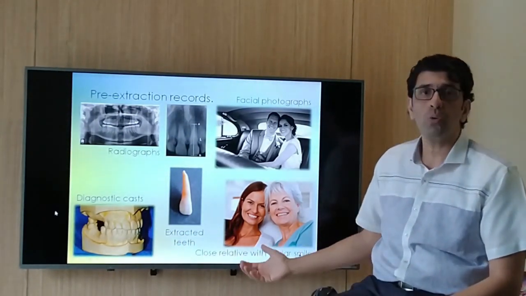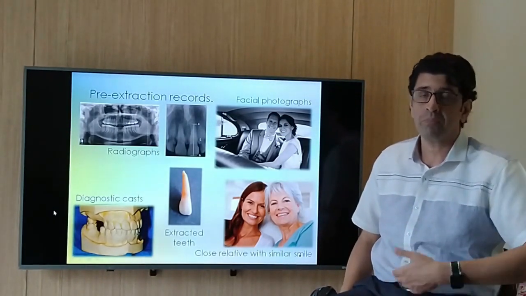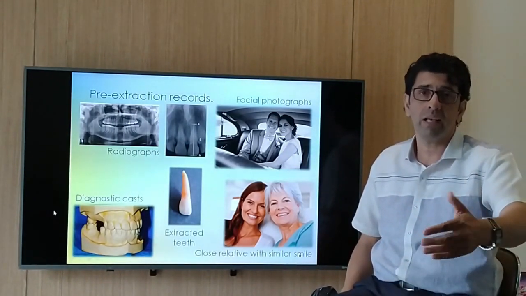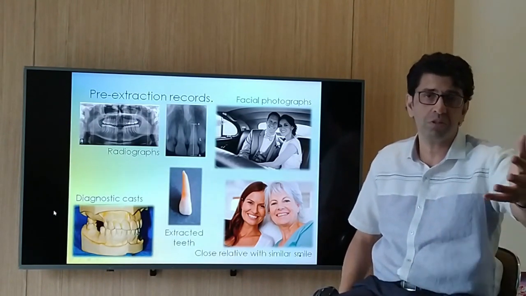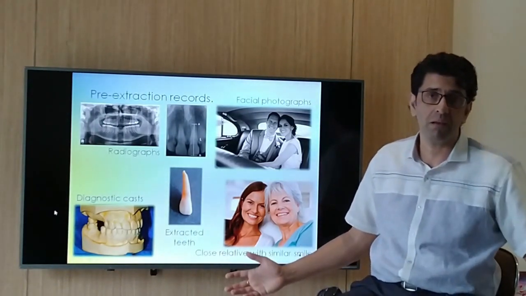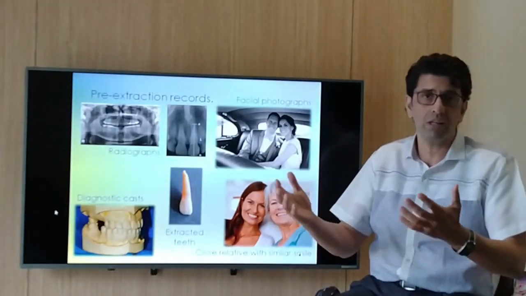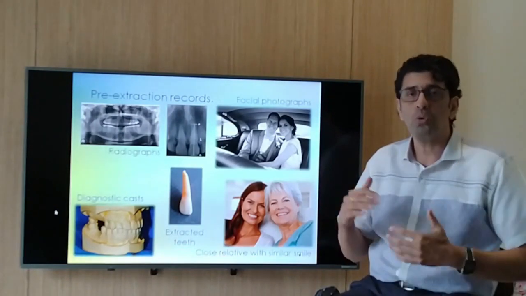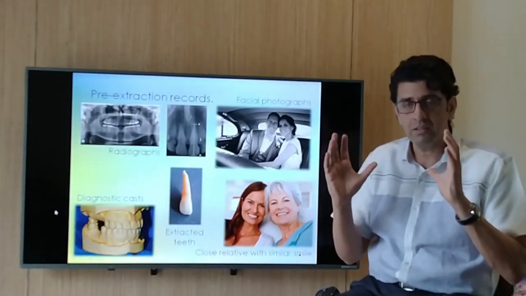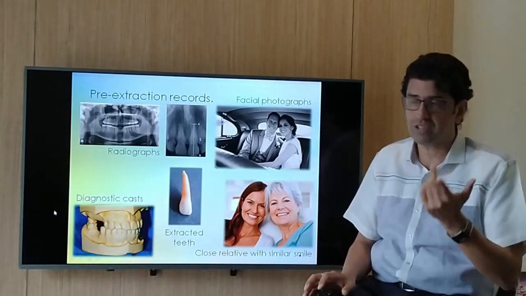And you can always have a close relative who has a similar smile, let's say a mother and daughter. Maybe the daughter's smile is exactly like the mother's. The mother says, people always say her smile and my smile are the same. Then it's a good idea to get that daughter in, or at least her photographs, to identify the size and the form of the teeth that you want to select.